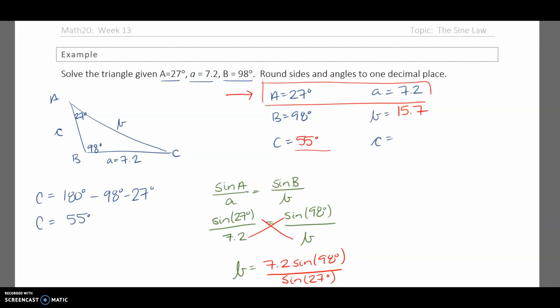And now we'll do the same for side C. I'm going to pause the video so that you can try that on your own, and then I'll just put the final solution up. So try using the same method to solve for side C. Pause the video and try it on your own.